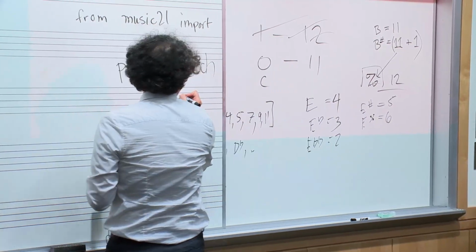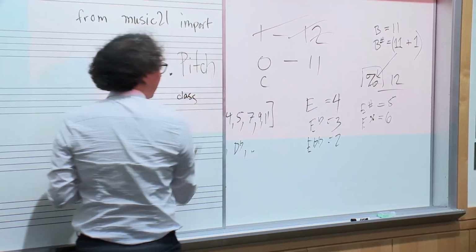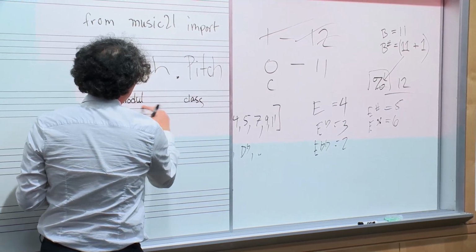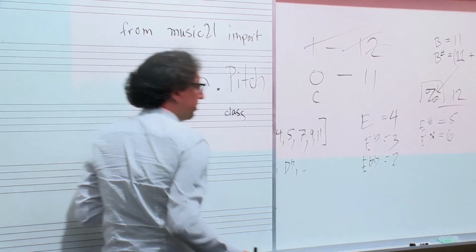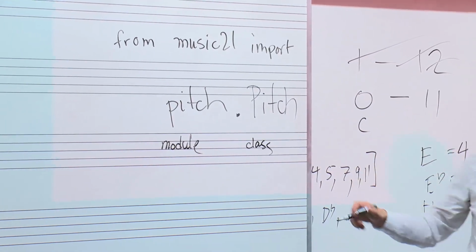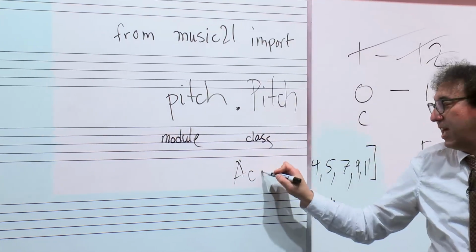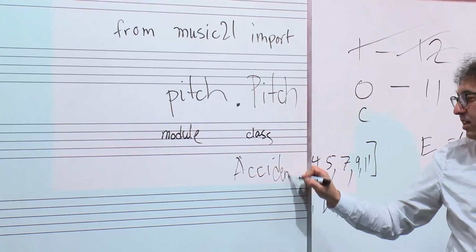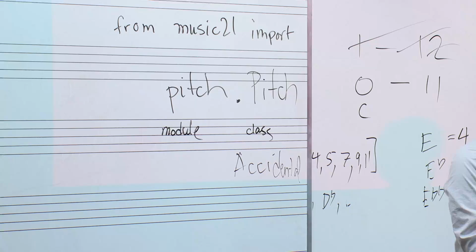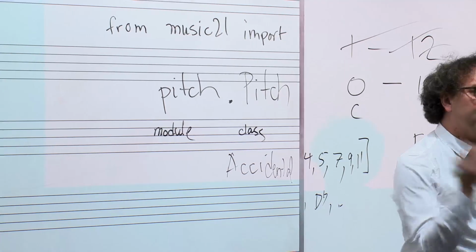Capital P is a class, and lowercase p is the module. So you have everything in the pitch module, because you will also find in there things like accidental, which is pretty helpful. So a module groups together a related set of classes.